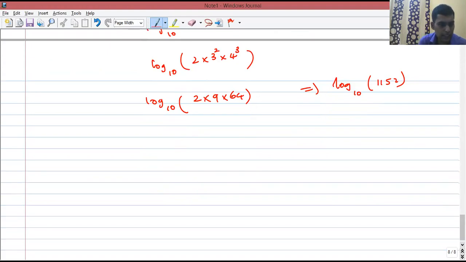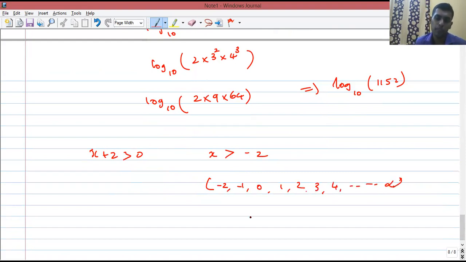The first condition is x plus 2 is greater than 0. We can write it as x is greater than minus 2. This is one condition. X is greater than minus 2 will be like this: minus 2, minus 1, 0, 1, 2, 3, 4, and so on up to infinity.